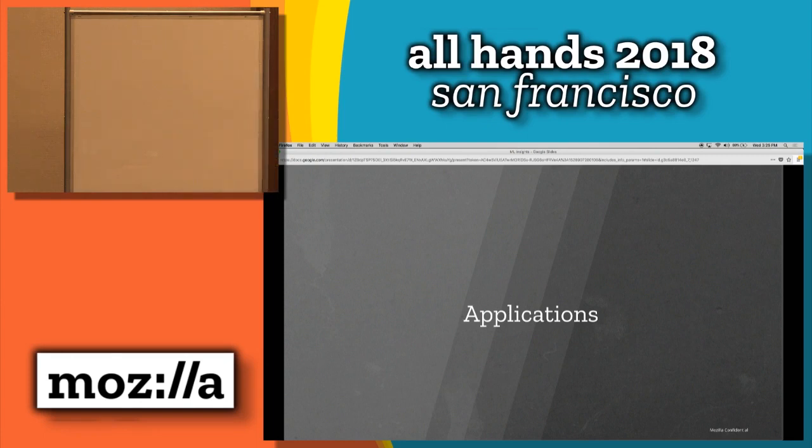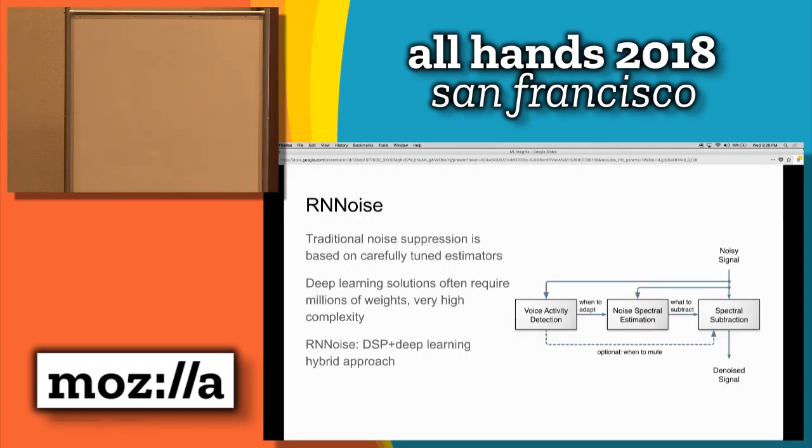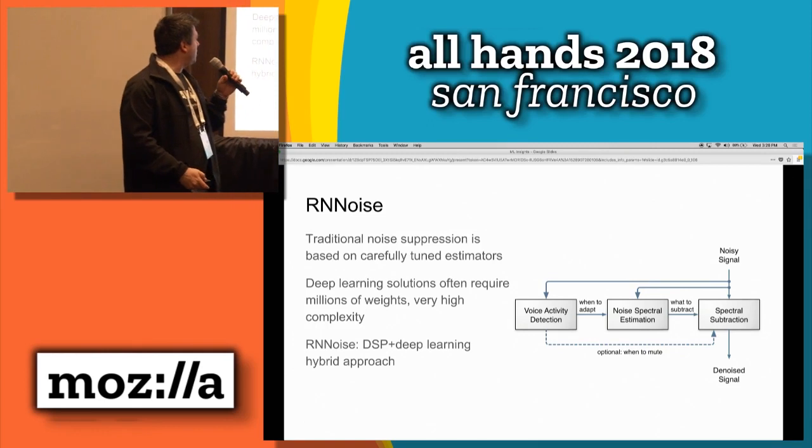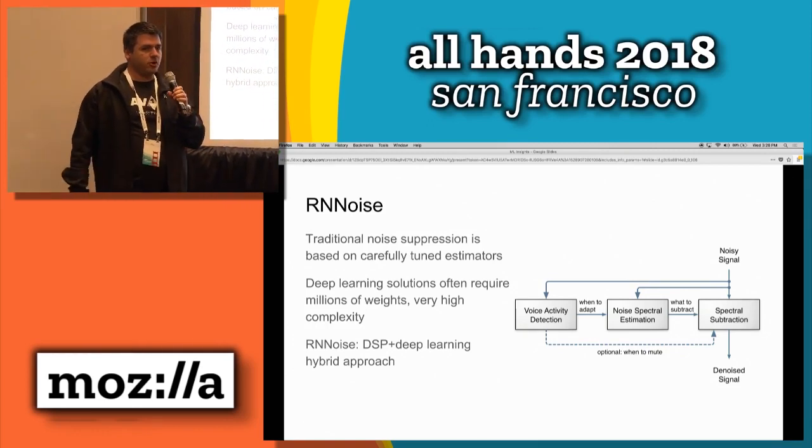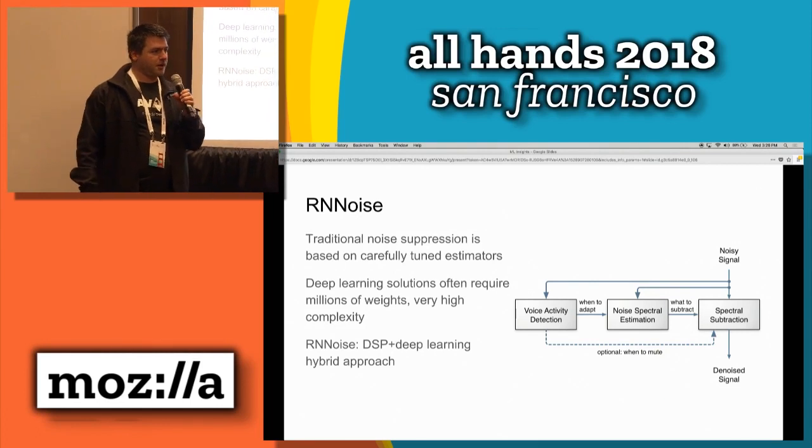So I'll describe two applications that we've been playing around with for now. I've already talked about those, but I'll go into a little more details. One of them is called RN noise. The idea is to do noise suppression using deep learning.